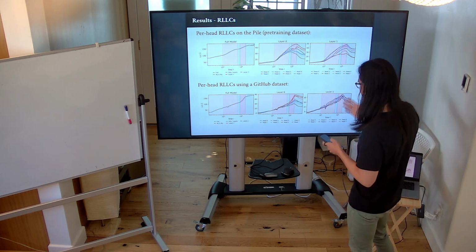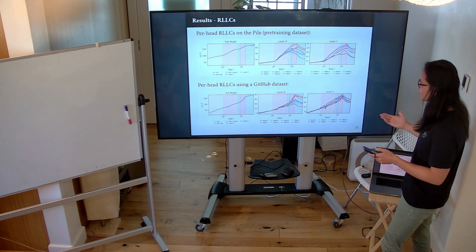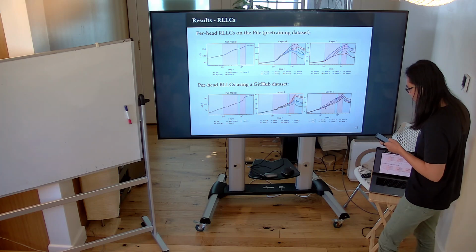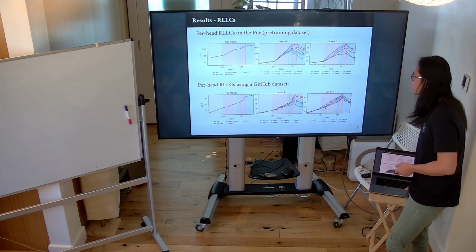All right, so the title of this talk is about differentiation and specialization of these attention heads. So let me point out what we can see from just staring at the curves.